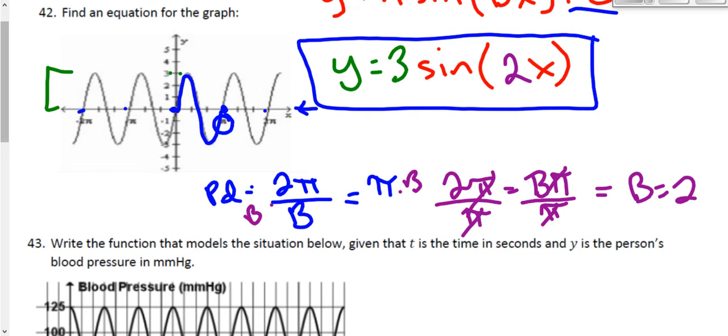Oh, one more thing about this guy up here. See how it started at 0 and ended at 0? It went high, then low, then high again. It looked like a sideways S. That's how we know that it's a sine function. A sine function looks like an S. A cosine function looks more like a C, a sideways C.